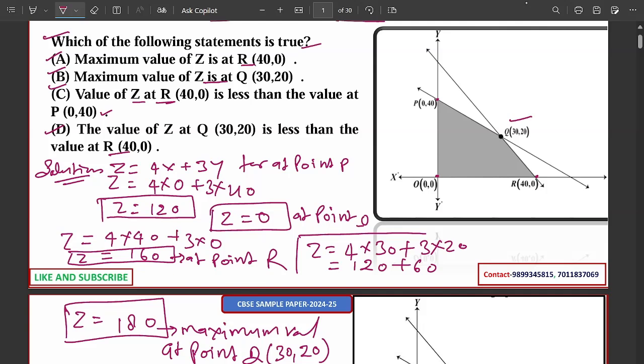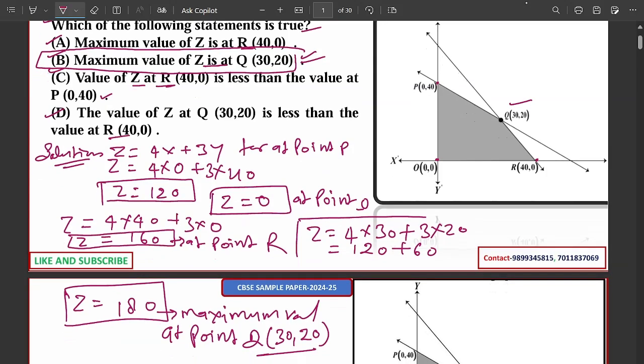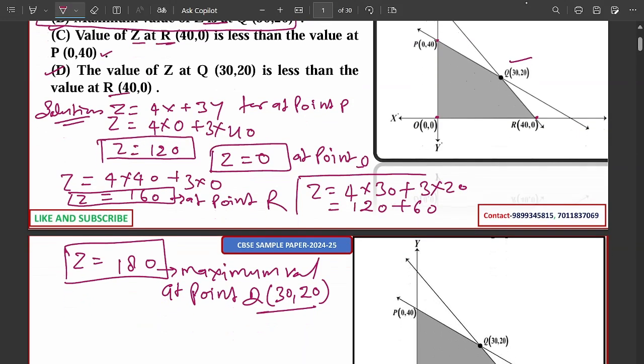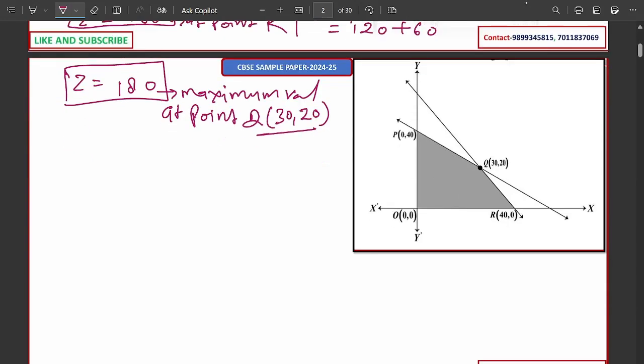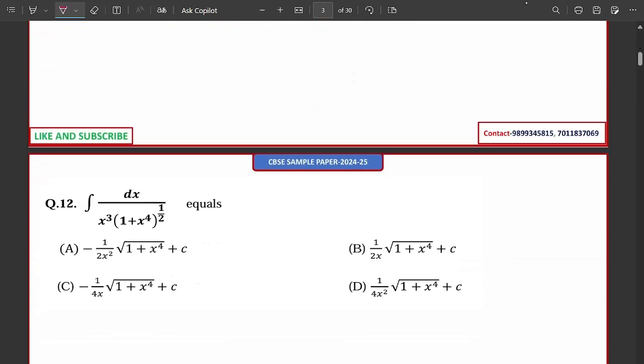Option number B, maximum value of Z is at Q. You can easily find this. This is the correct option for this question. So this is the solution. You can easily do it in 2 or 3 values. You have to put 2 or 3 values and you can easily calculate. And for tips, you can also calculate directly without solving and find the correct option.